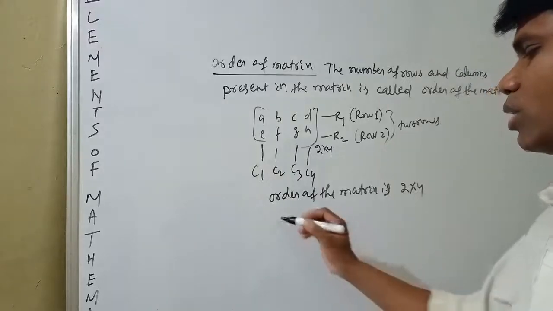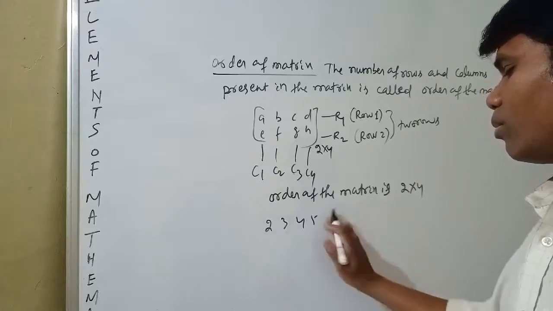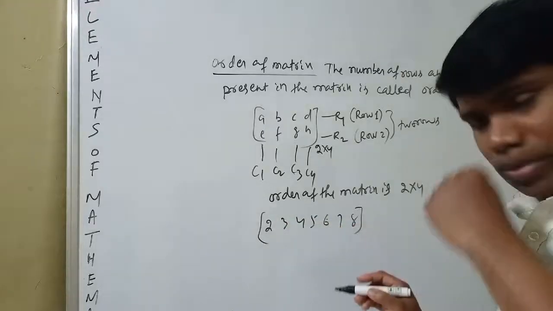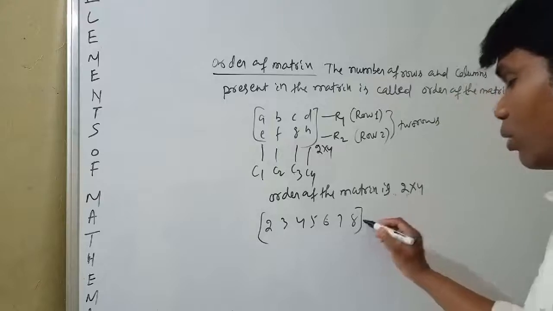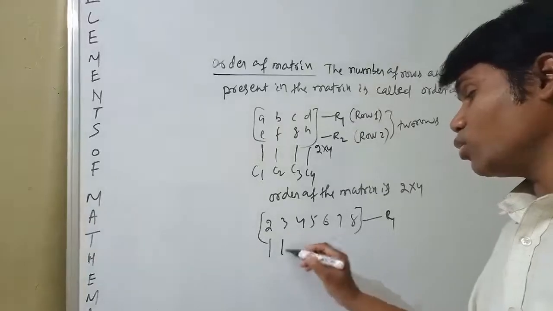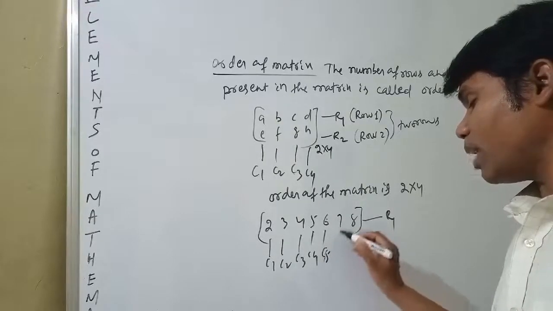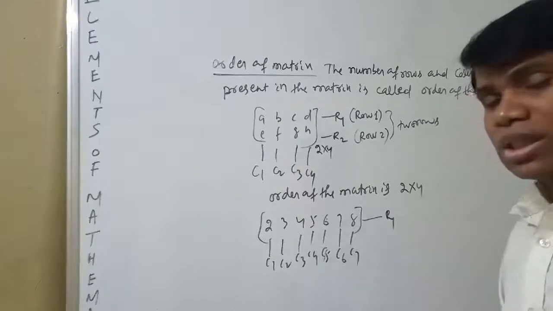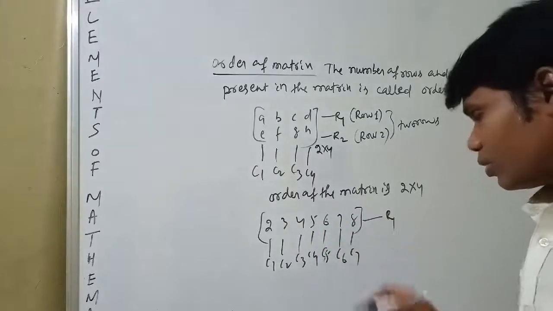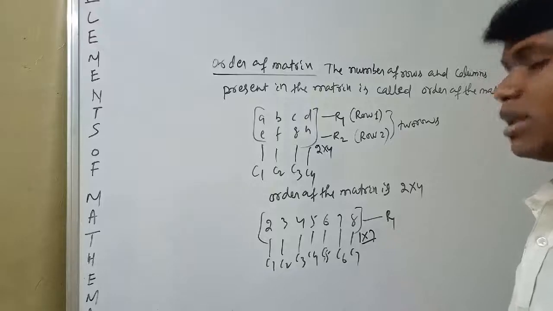Suppose 2 3 4 5 6 7 8 is a matrix. How many rows are there? Only one row. How many columns? C1, C2, C3, C4, C5, C6, C7. That means the matrix consists of 1 row and 7 columns. The row we have to write first. That means the order of the matrix is 1 cross 7.